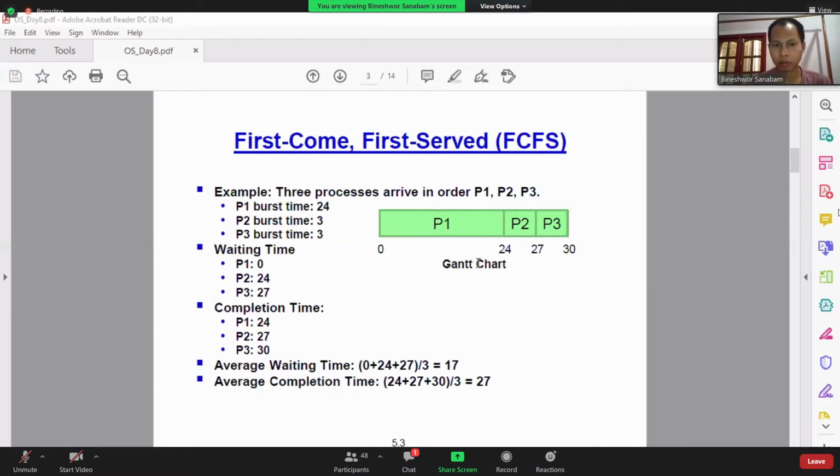So you have three processes P1, P2, P3 arriving in the same order, and they have the burst times 24 units of time, 3 units of time, and 3 units of time. As we know, burst time is the time required to complete the process.